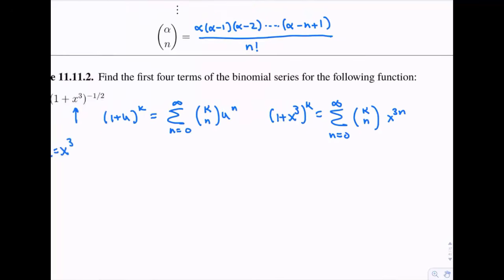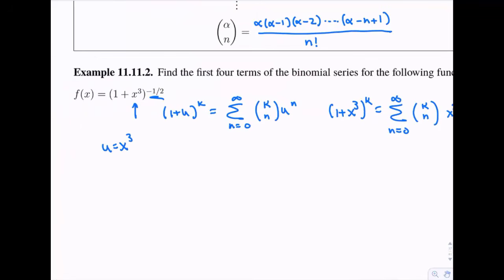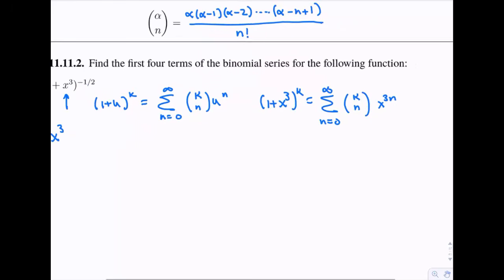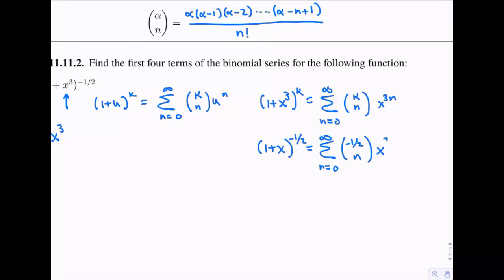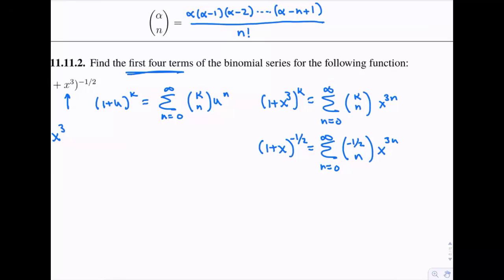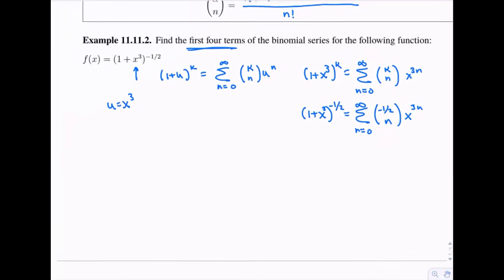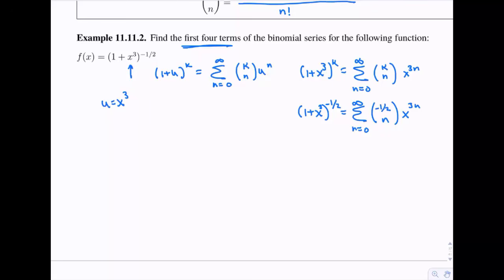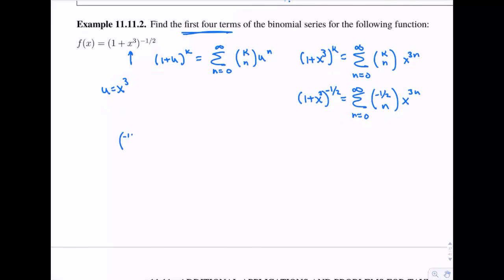Okay, now let's go ahead and deal with, we have a very specific k, right? Like I mentioned before, our k is negative 1/2. So let's go ahead and input that in there. 1 plus x cubed raised to the negative 1/2, summing from n equals 0 to infinity of negative 1/2 choose n times x to the 3n. And we just want the first 4 terms. So let's go ahead and write this out. We'll do n equals 0 through n equals 3, I suppose, right? 0, 1, 2, 3, that's going to be 4 terms.